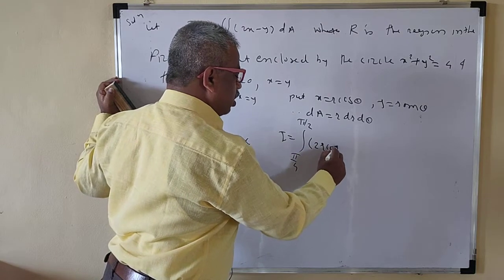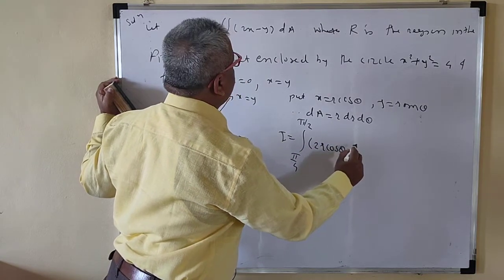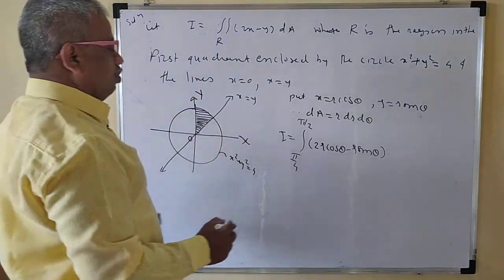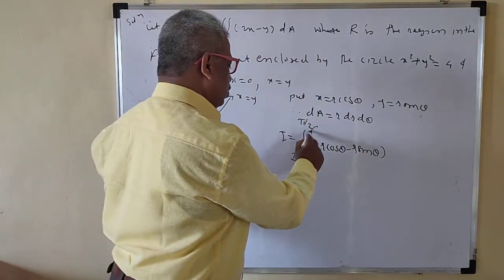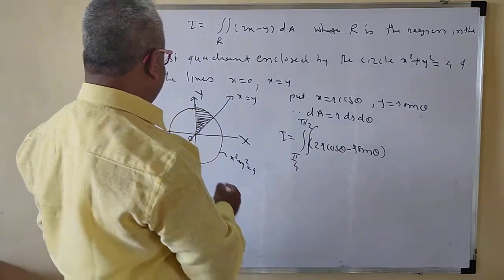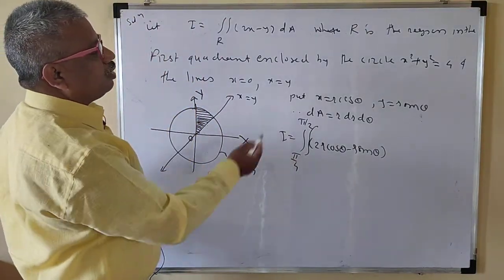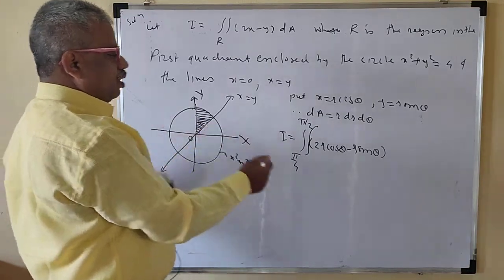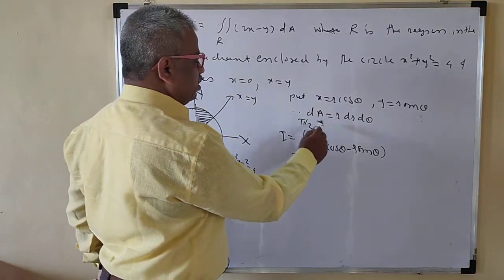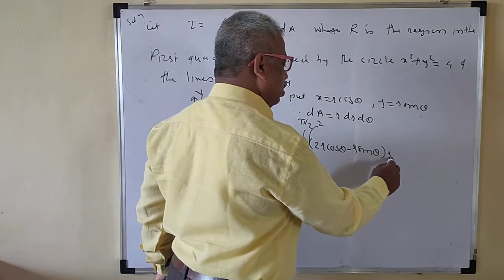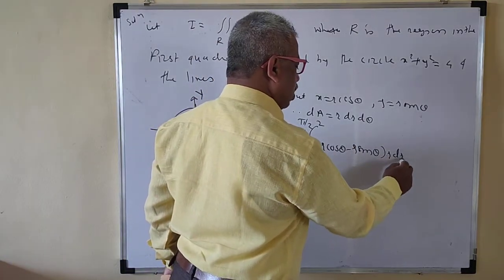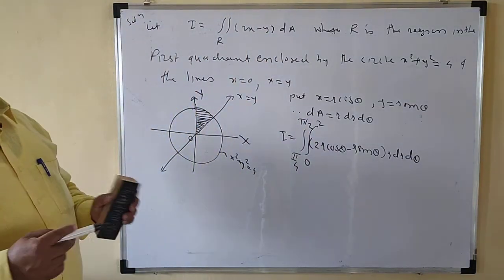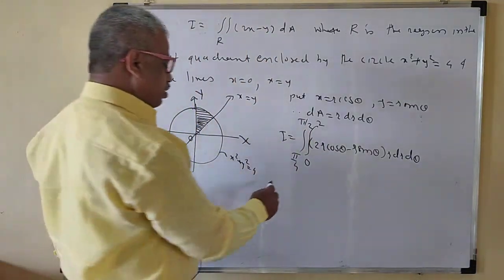So 2 r cos theta minus r sin theta. Oh, you have to write the limits of r also. Limits of r: no problem here. Your circle has radius 2, so your r is from 0 to 2. You can imagine, the radius is 2, so 0 to 2. These are the limits of r. So r d theta. Now here, it is not a product of a function of r and a function of theta. You cannot separate this as in the previous problem.